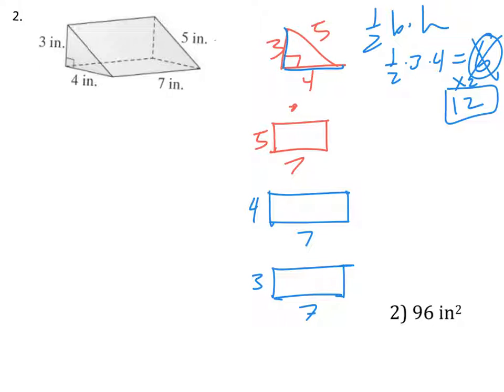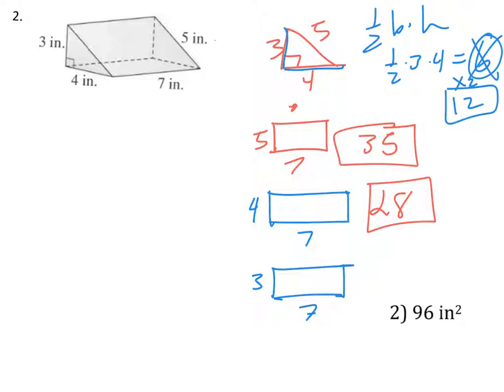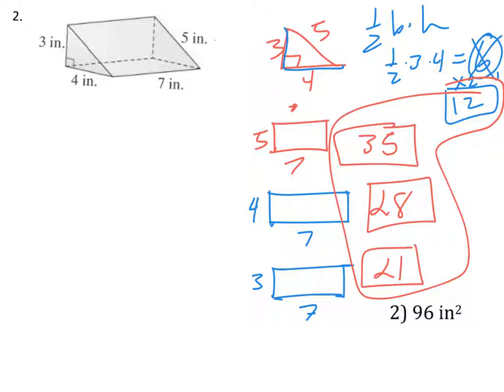Now, there's only one of each rectangle, unlike the rectangular prism. So 7 times 5 is 35. Remember, those are base times height. I'm going to add that in there. 7 times 4 is 28. Again, base times height. And 3 times 7 is 21. Base times height. So now I just add up all 4 of these numbers.